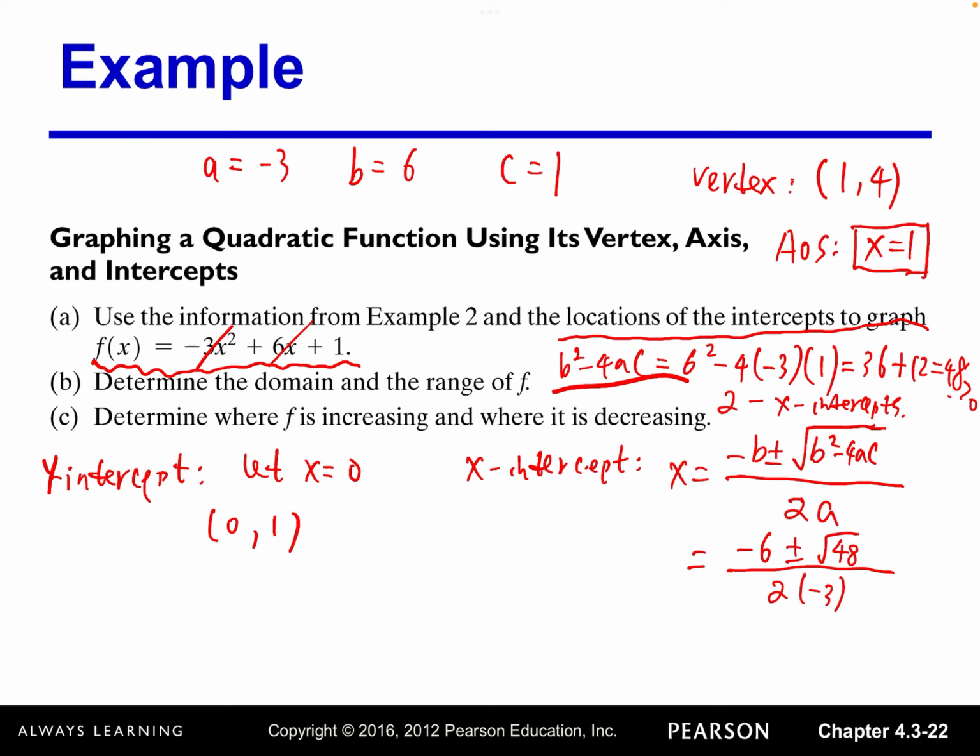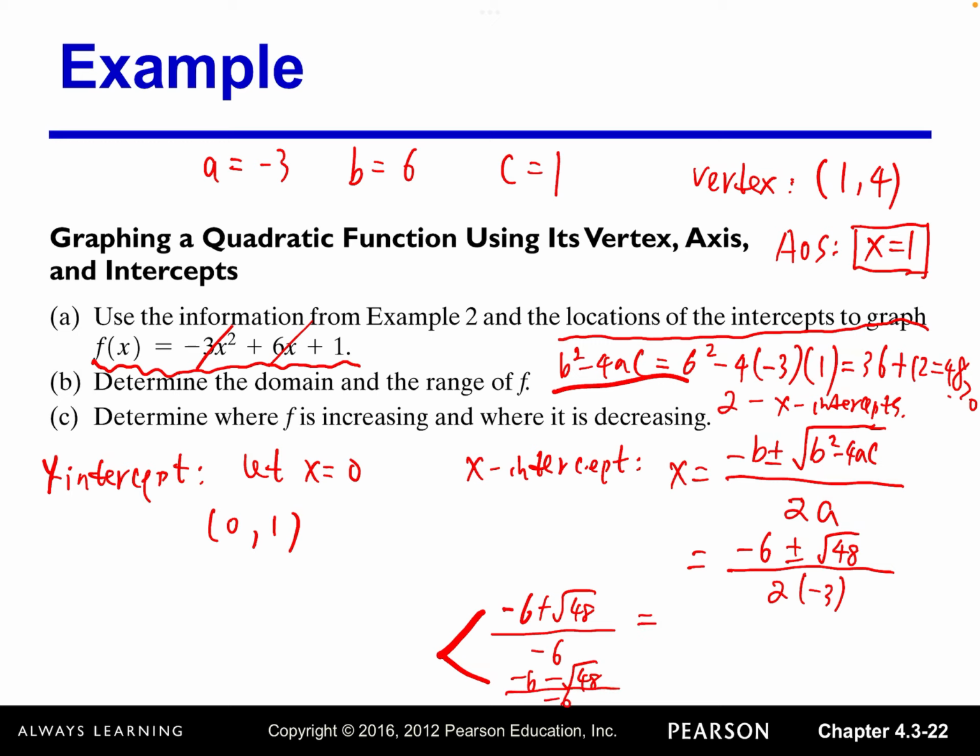So plus or minus, we need to split it up into 2 different operations, right? One uses a plus sign, one uses a minus sign. So -6 plus square root of 48 divided by -6. The other one is -6 minus square root of 48 divided by -6.